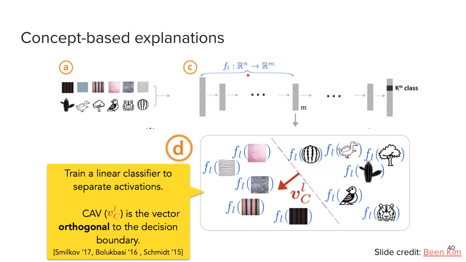And how we do that is we collect a bunch of images that include stripes and a bunch of images that do not include stripes. We train some model on it, and then we have a classifier that can classify images as showing stripes or not. That classifier is going to have a decision boundary, and we can take the vector that's orthogonal to that decision boundary. So it's important to separate these two classes, stripedness or no stripedness.